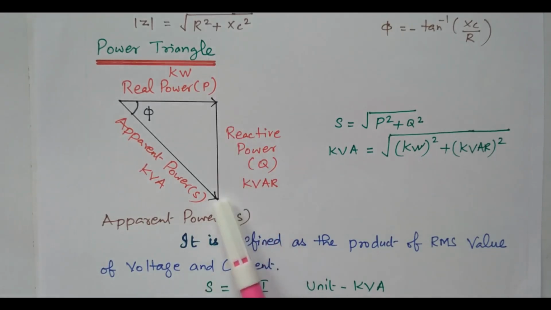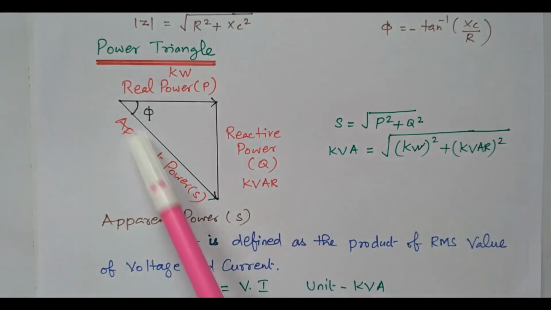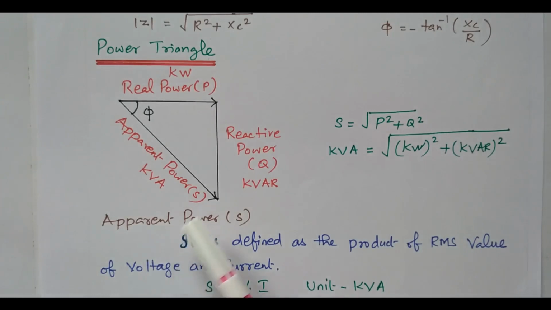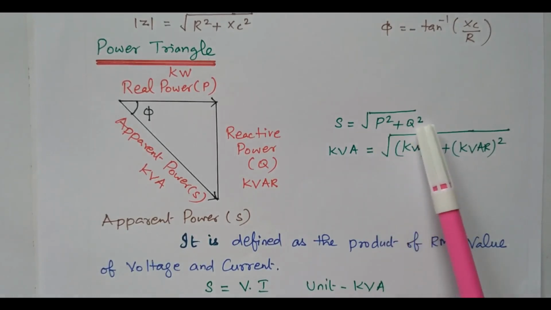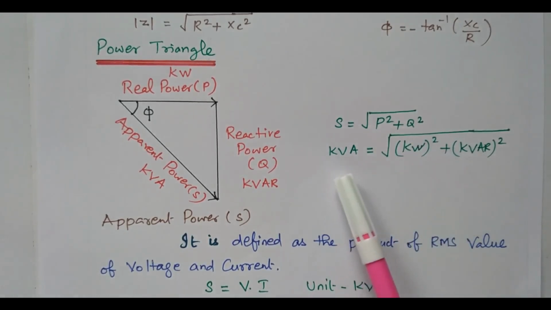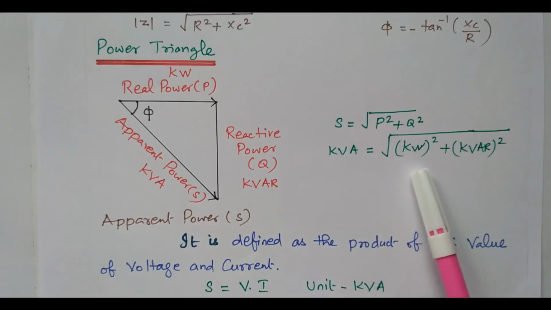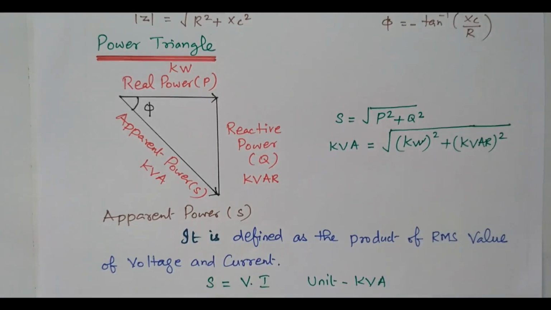Why is it downward? Because the voltage is lagging. Current is leading but the voltage is lagging, so it is drawn downwards. The sum of these two, real power and reactive power, is the apparent power, the total power, kVA. So S equal to square root of P square plus Q square. That is, kVA equal to square root of kilowatt square plus kVAR square. So we have the real power, reactive power and apparent power.